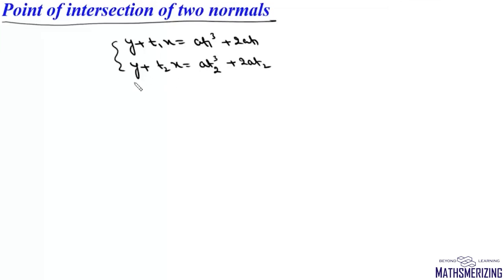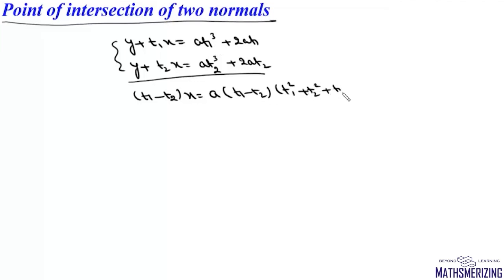Now we'll subtract the second equation from the first. We can write (t1 minus t2) x equals a (t1 cube minus t2 cube). A cube minus b cube will be (a minus b)(a square plus b square plus ab), and then plus 2a (t1 minus t2). Now we'll cancel t1 minus t2. Now t1 and t2 cannot be equal because in that case we'll have the same equation. So we need two different equations.